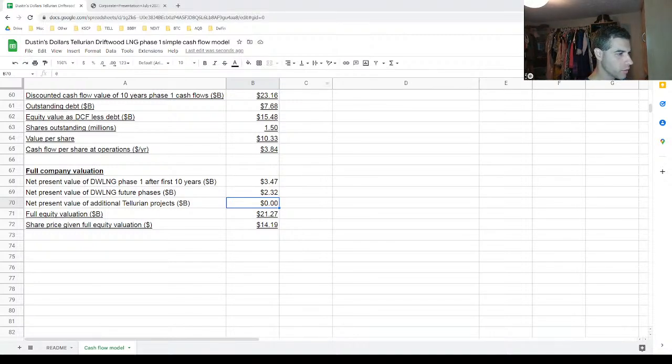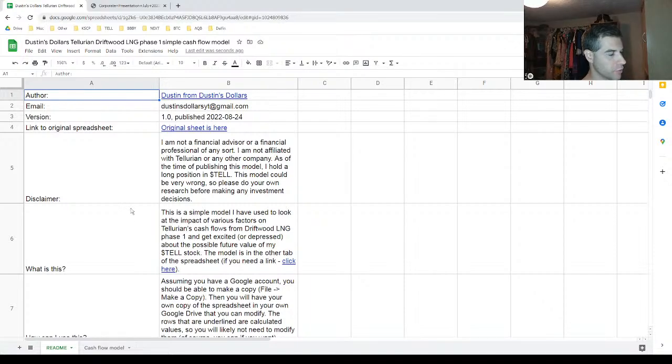Today I'm going to be going over a Driftwood LNG Phase 1 valuation model for Tellurian. This was requested from the Discord that I'm in, and they wanted me to share the spreadsheet I had for my valuation, for my cash flow model. I decided to clean it up and make it a little bit nicer, I hope, and make it shareable. The link is in the description of this video.